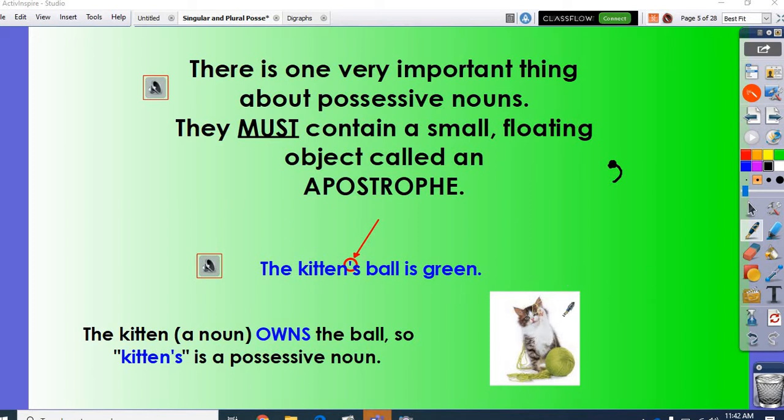And if you look at this picture, the kitten has a ball that is green. It says the kitten's ball is green. So we can show that the kitten owns the ball. We could say it's the kitten's ball. The kitten owns that green ball. That's a possessive noun, when you possess something or you own it.